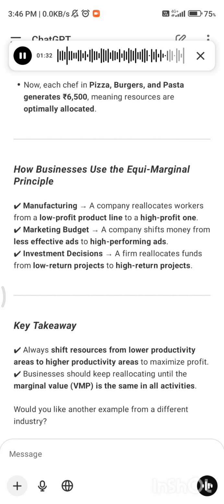Key takeaway: always shift resources from lower productivity areas to higher productivity areas to maximize profit. Businesses should keep reallocating until the marginal value VMP is the same in all activities.